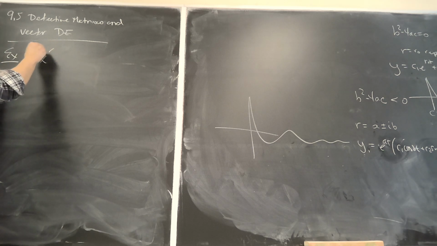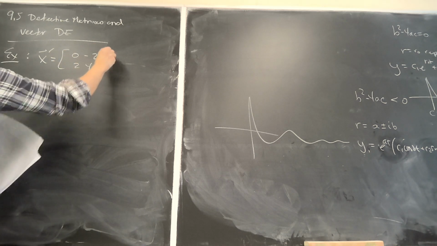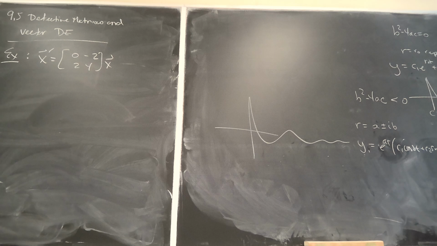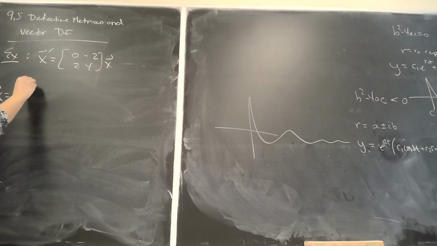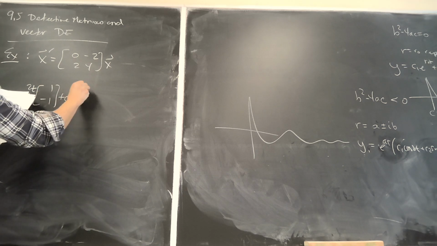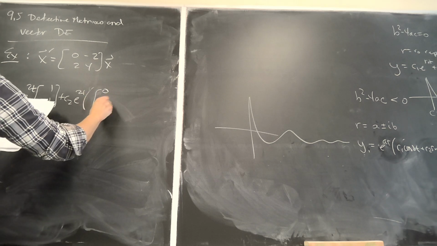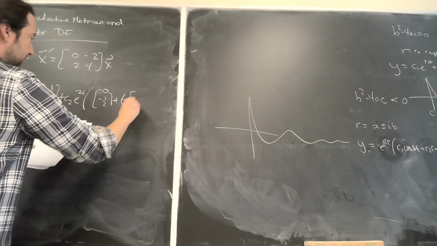We had x prime equal to the matrix 0, minus 2, 2, 4 times x. And we did a bunch of algebra on this. When we were finished, we arrived at the conclusion that our solution x looked like c1 e to the 2t v1, I should be a little bit careful here, 1 minus 1, plus c2 e to the 2t times this mysterious vector 0, minus 1 half, plus t times the vector 1 minus 1.